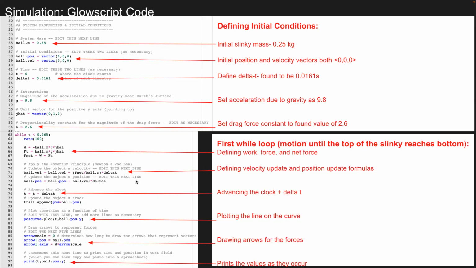Then into the main part of the simulation. It's the while loop as the top of the slinky is moving, but the bottom is stationary. I found that time to be 0.265 in the video right here, so I created this while loop to end right there. Basically, I defined the work, net force, and force, and most importantly, the velocity update and the position update formulas, which are those formulas that we were talking about earlier. Then I advance the clock, plot the line on the curve, a lot of stuff like that, just to make sure it outputs.